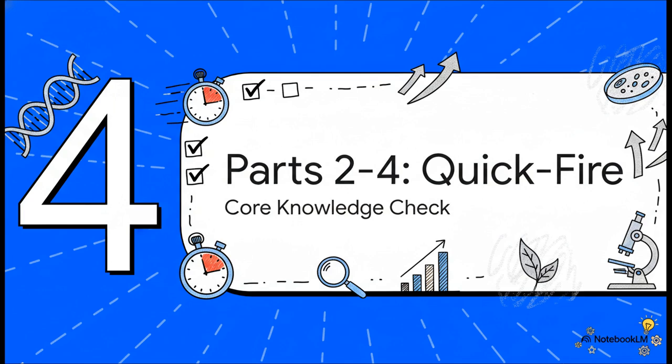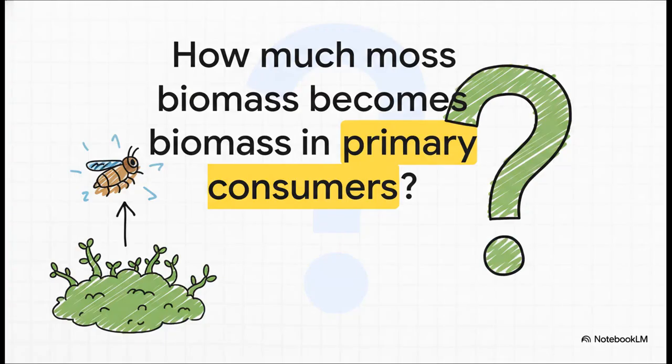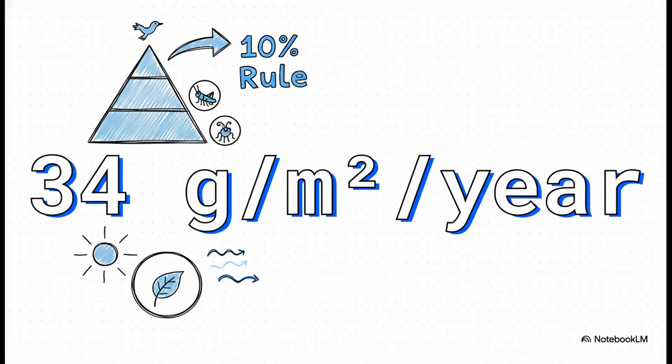They're just quick 1-mark knowledge checks designed to see if you know your stuff and can read the data. All right, question 2.2 is all about biomass transfer. They tell you the moss produces 340 grams per meter squared per year. The question is, how much of that actually ends up as biomass in the things that eat it? And the answer, straight from the mark scheme, is 34. This is just a classic test of that 10% rule for biomass transfer. A simple bit of math, and that's 1 mark in the bag.